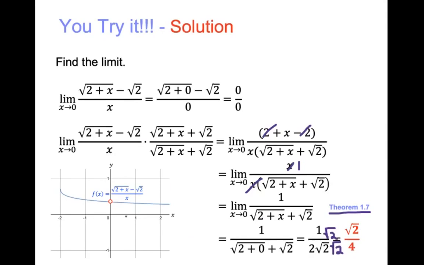We have the graph of f of x. Notice that there's a removable discontinuity at x equals 0, where the point (0, radical 2 over 4) would be. But the function g of x would look exactly the same, except there wouldn't be a hole at that point.